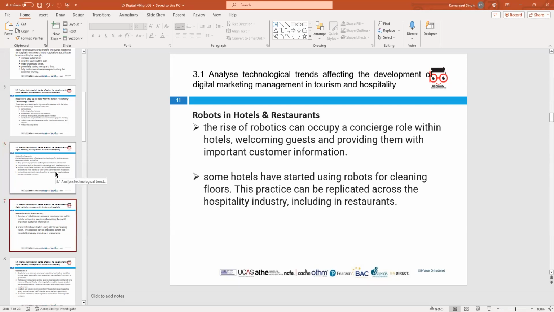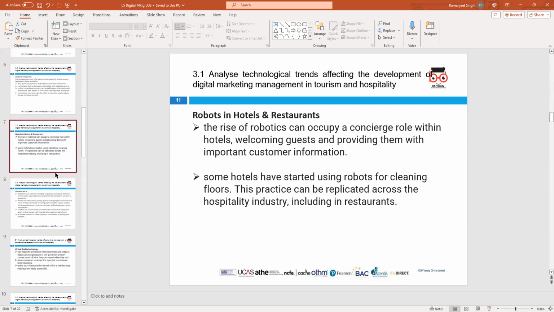So this is the technological trend. The use of robots, for example, has increased in hotels. They are used in cleaning, they are used in welcoming guests, they are providing customer information service. So the use of robots has increased over the years in different sections of hotels and restaurants.